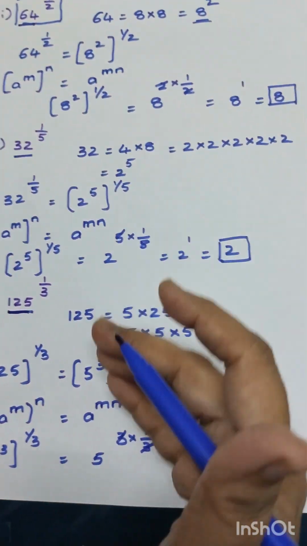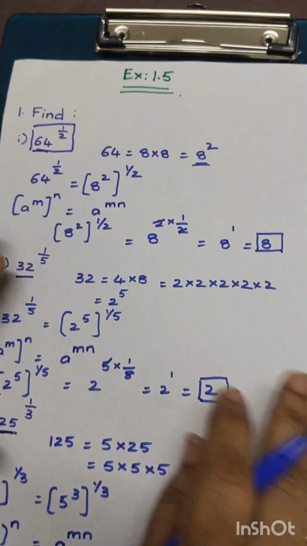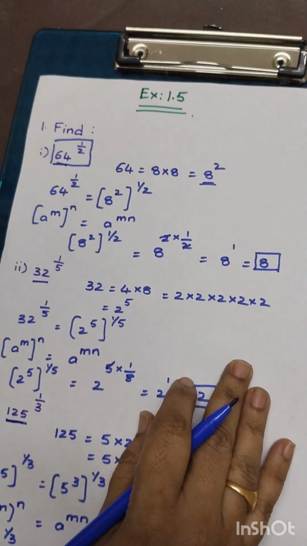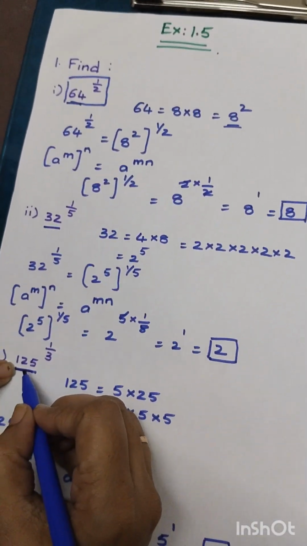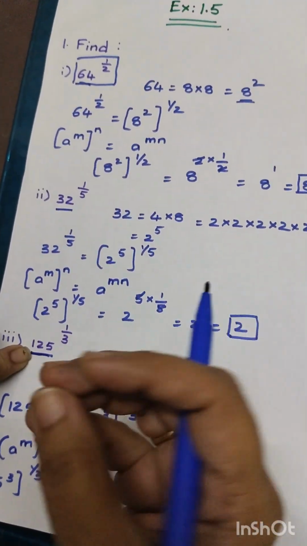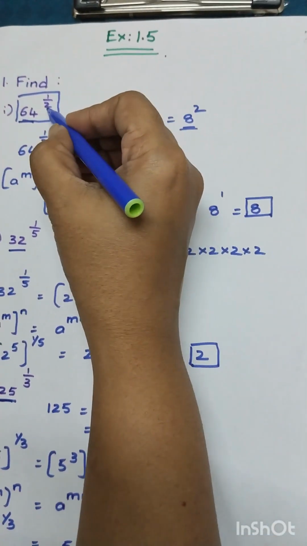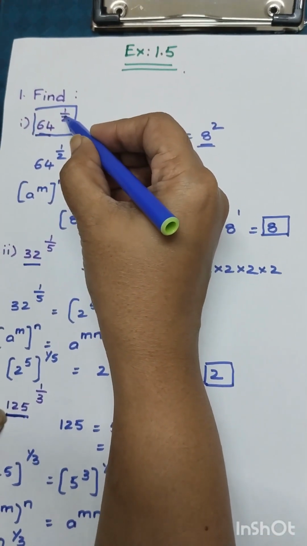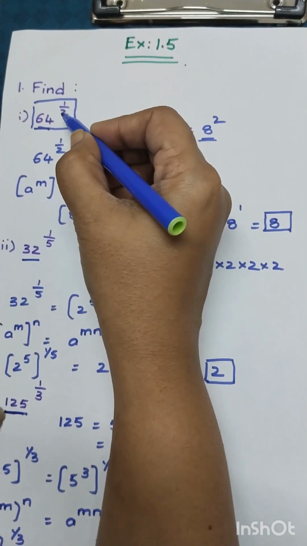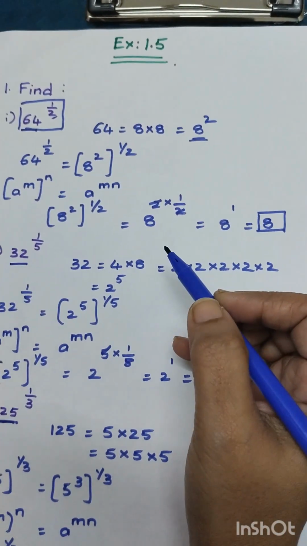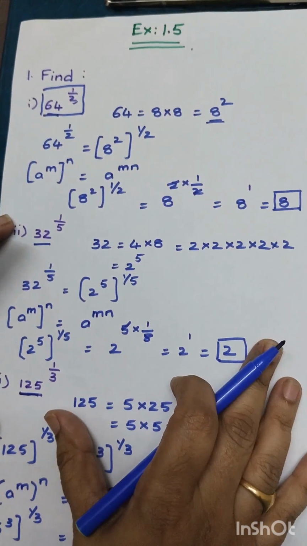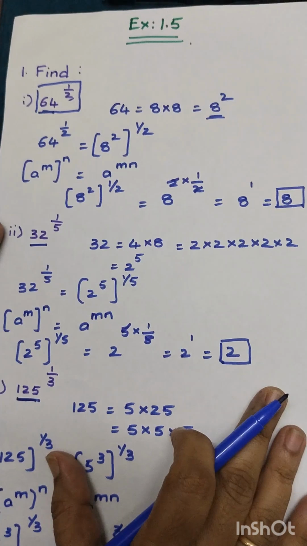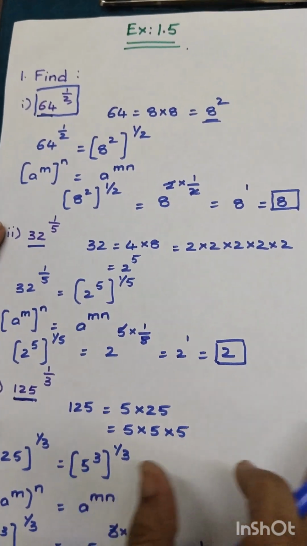In this kind of problems, what we do is initially we have to check whether the given number can be written as a number with an exponent equal to the denominator of the exponent given in the question. If we can write so, it will be very easy for us to solve the question. Okay? Now let's proceed to the next question.